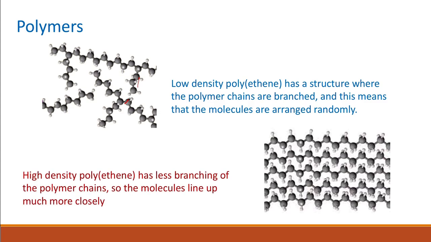However, the high density polyethylene polymers are less branched, and the polymer has less branching in the polymer chain, so the molecules are lined up very much more closely. They have much higher melting points as well.